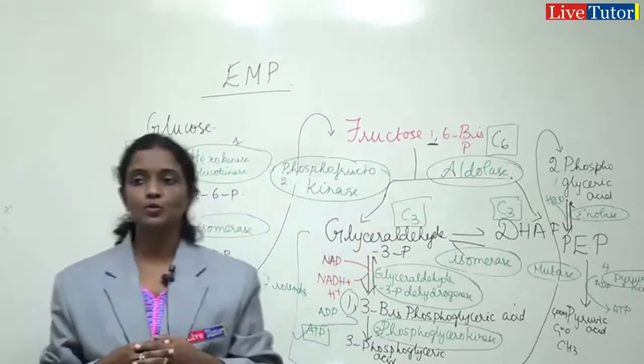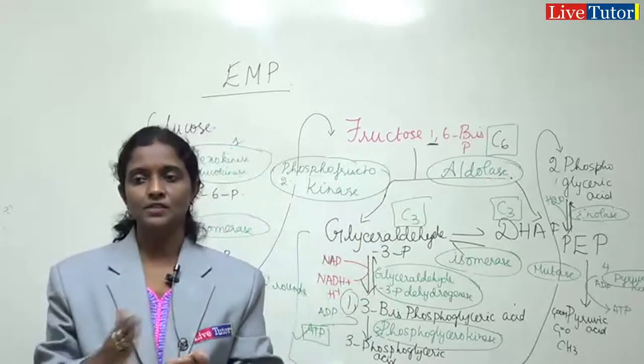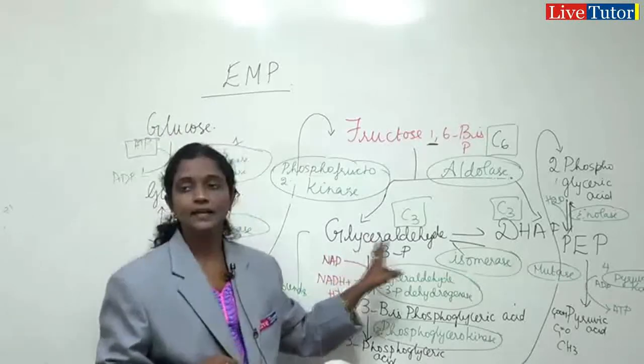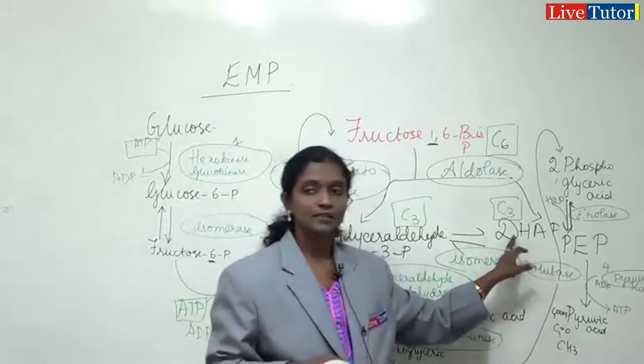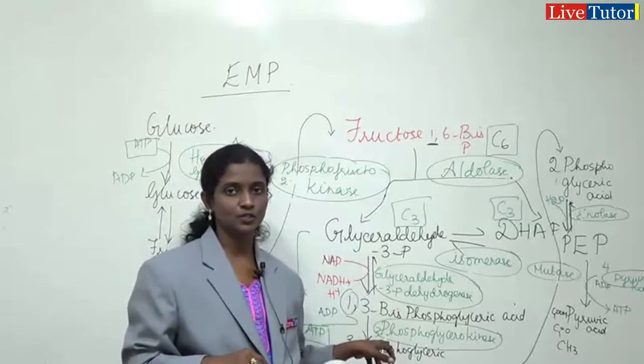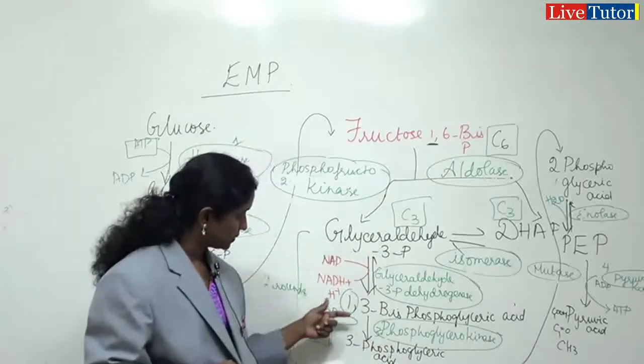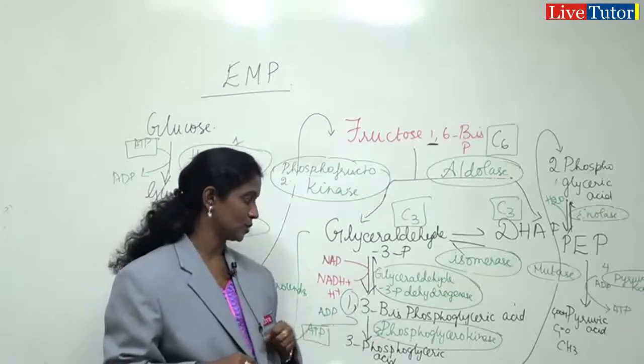Then fructose 1,6-bisphosphate, as it is a 6-carbon sugar with 2 phosphates, will be cleaved. We are going to chop it into 2 equal halves: glyceraldehyde 3-phosphate and dihydroxyacetone phosphate. And this has to be converted to glyceraldehyde 3-phosphate for the reaction to proceed further. So this glyceraldehyde 3-phosphate is going to get converted to 1,3-bisphosphoglyceric acid.